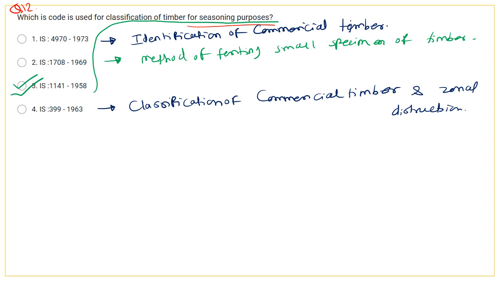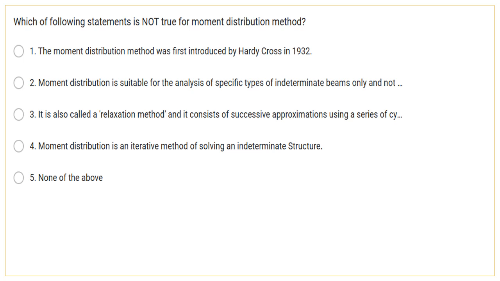The next question is question number 13. Which of the following statements is not true for the moment distribution method? In that, the first statement is the moment distribution method was first introduced by Hardy Cross in 1932. So first statement is correct. Second statement is the moment distribution is suitable for the analysis of specific types of intermediate beams only and not.